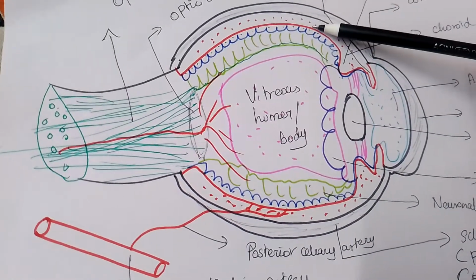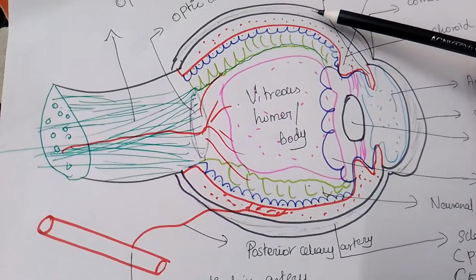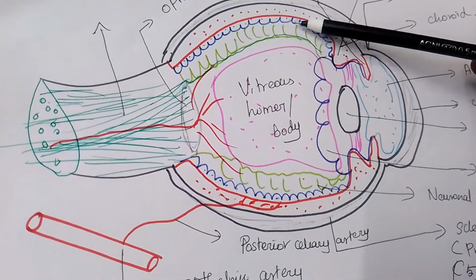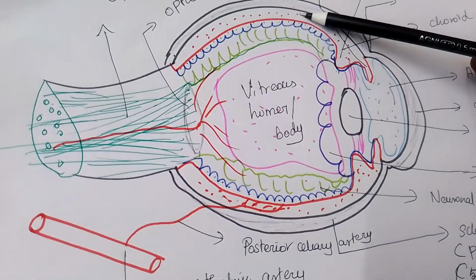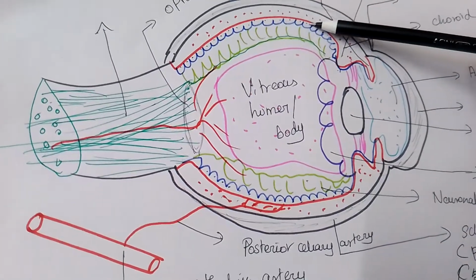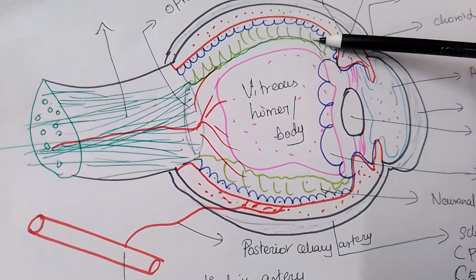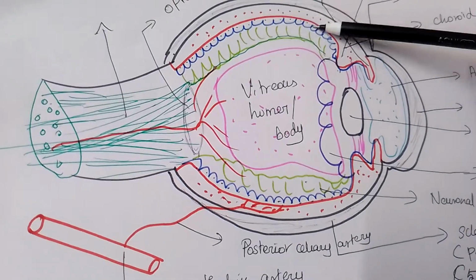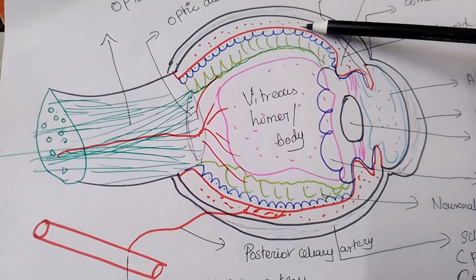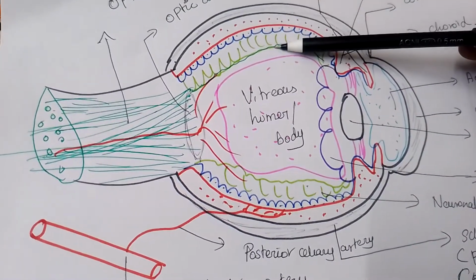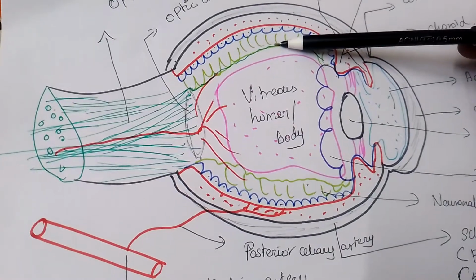The middle layer lies between the protective layer and the inner layer. It is rich in blood supply. On the posterior side, the posterior ophthalmic artery is supplying the rich blood supply. So it lies in between the protective layer and the innermost layer.